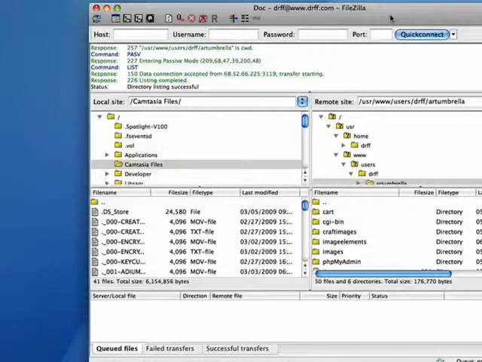So, in the following segments, I'm going to be looking at connections, transfers, online file editing, and some of the extras that come in FileZilla. So, I'm excited about this five-part series. I hope you are too. And that concludes part one.